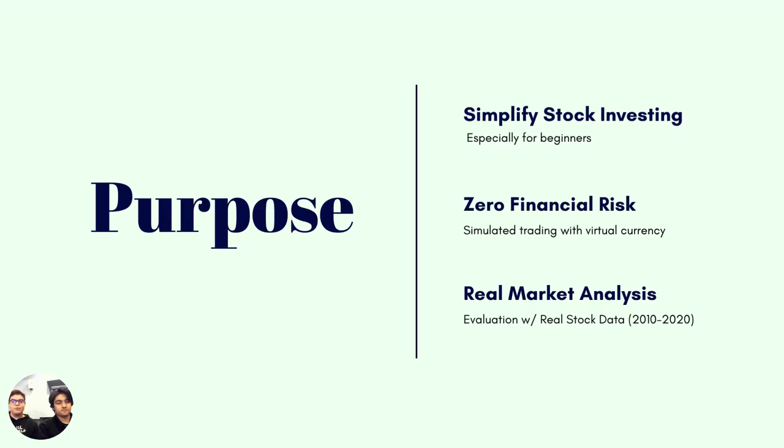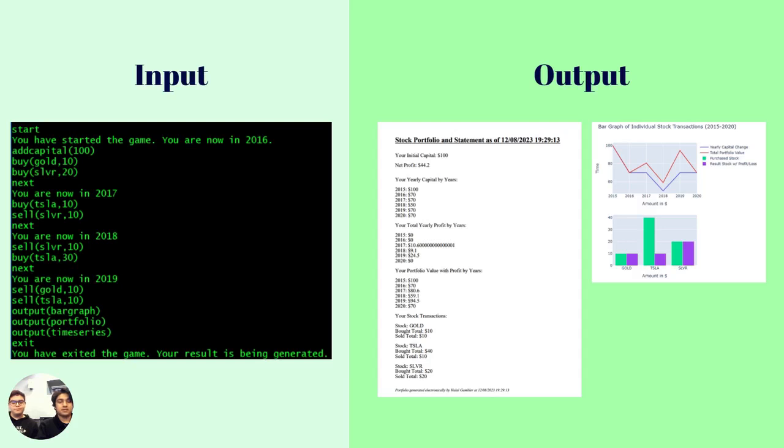Second, it is associated with zero financial risk, meaning that you don't actually invest your own money, but use a virtual currency, which allows you to experiment and try different combinations of investments and see how they go. Third, our game is based on real market analysis, which means that we incorporated real stock data from 2010 to 2020 to make sure that this data is realistic and also that people are actually learning something useful.